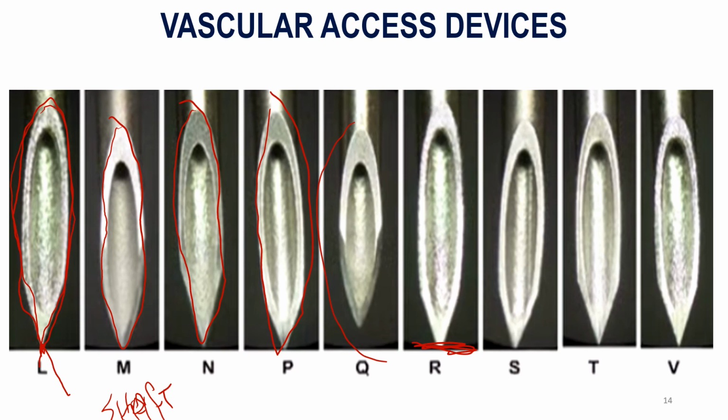So, when you do all that, okay, this is just to show you that they are not just one type and that's it. This was meant to infuse, not to take blood out. And when you start moving that up and down, side to side, what you are doing is cutting tissue. That's going to create a hematoma.